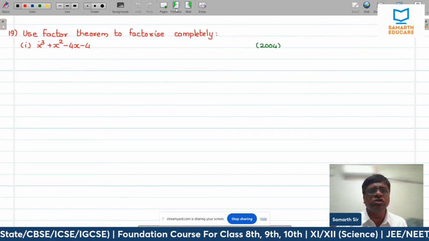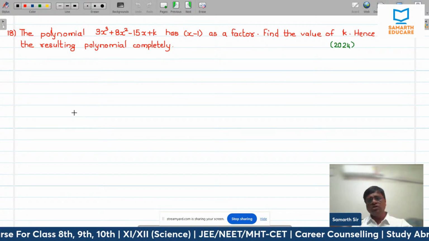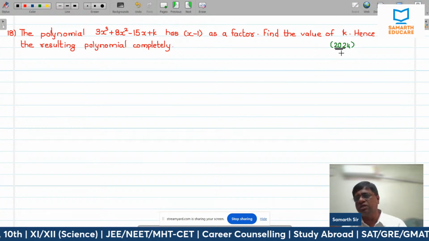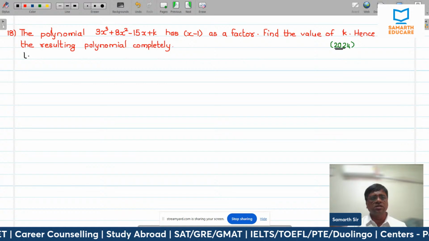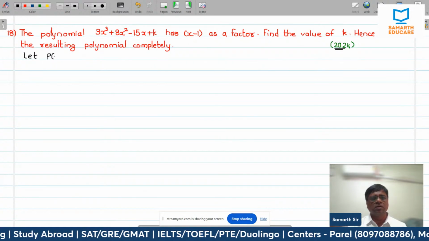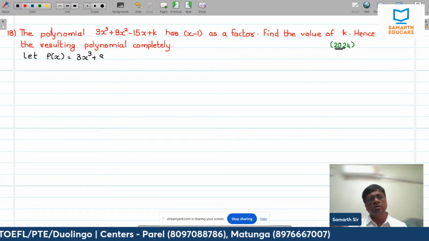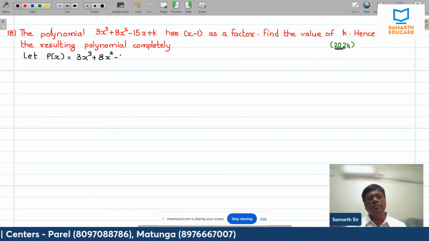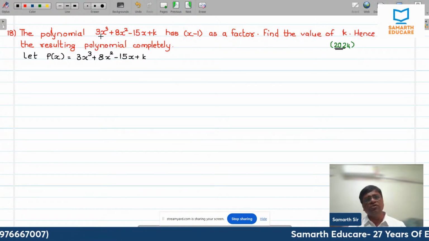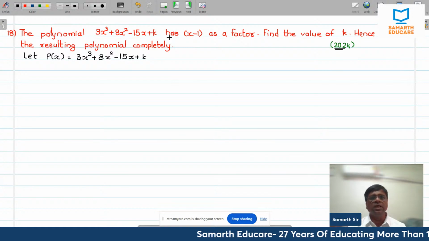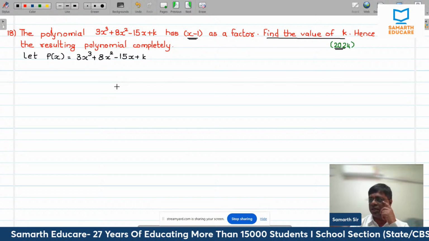Let me solve this question. Right, this is again a repetition of what we have done. This is a 2024 recent past year paper that I am solving. Okay, so let me say that p of x is 3x cubed plus 8x squared. Now, let me read the question. The polynomial 3x cubed plus 8x squared minus 15x plus k has x minus 1 as a factor. Find the value of k. Let's do this part first, and then we'll read the next part of the question.